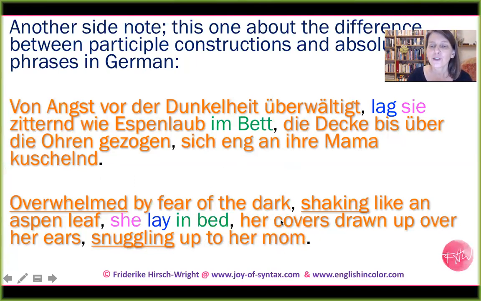And her covers drawn up. Every absolute phrase consists of 2 parts. It has its own little subject, in this case her covers, and then it has its non-finite verb plus predicate. In this case, it's a non-finite predicate drawn up over her ears. So we have this here.